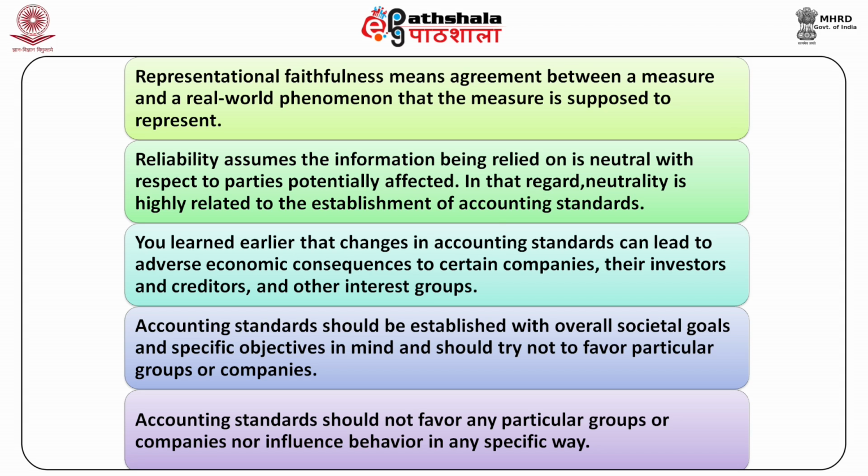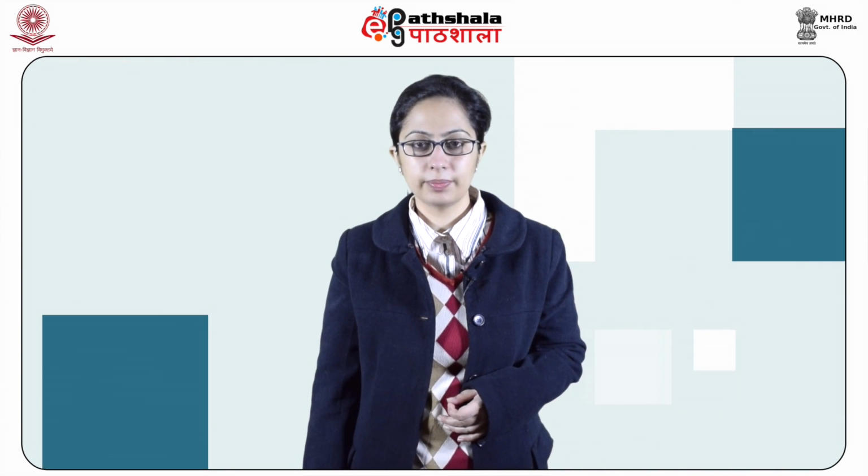Accounting standards should not favor any particular groups or companies nor influence behavior in any specific way. The FASB faces a difficult task in balancing neutrality and the consideration of economic consequences. A new accounting standard may favor one group of companies over others, but the FASB must convince the financial community that this was a consequence of a standard and not an objective used to set the standard.